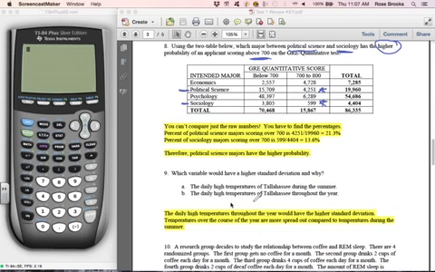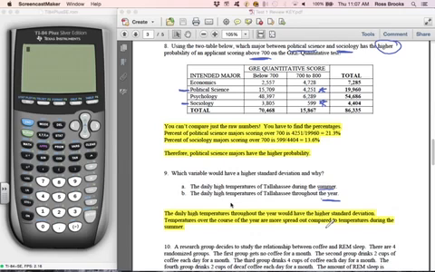Number 9, which variable would have the higher standard deviation? Variable A is the daily high temperatures of Tallahassee during the summer, and variable B is the daily high temperatures of Tallahassee throughout the entire year. Remember, standard deviation is a measure of spread, a measure of variability, and so I'm saying the daily high temperatures throughout the year would have the higher standard deviation.